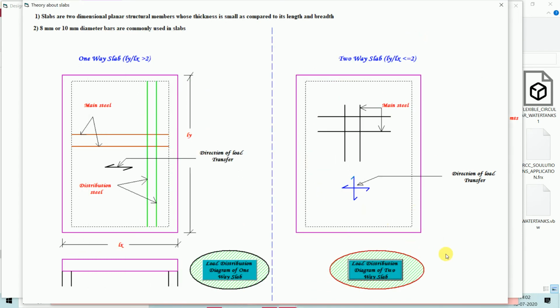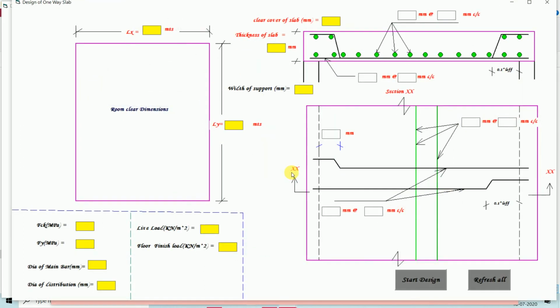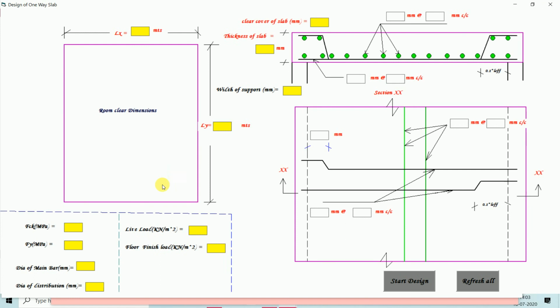Let us begin. Close this. Then you can see here the note: enter the values only in yellow boxes. Let us first type the longer span length, that is 8, then 3. Then click on this to decide whether one-way or two-way slab. Then design as one-way slab. Then you will get a pop-up window like this, and again you have to enter the shorter span length, 3.